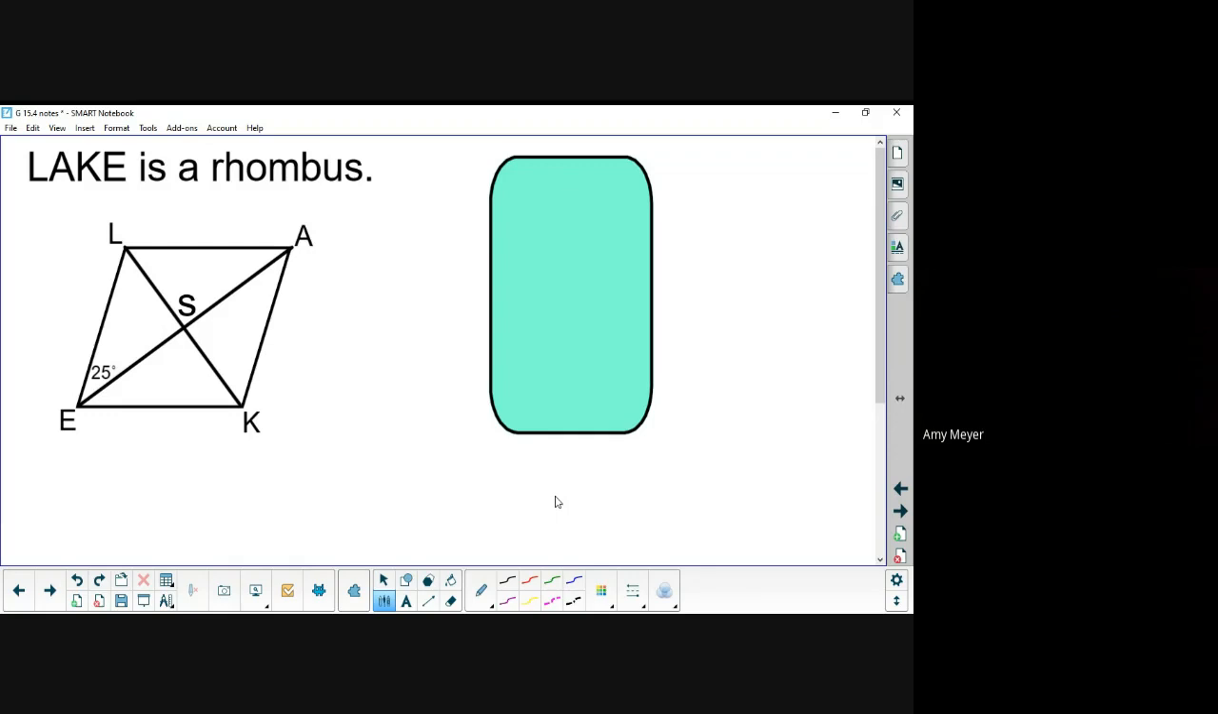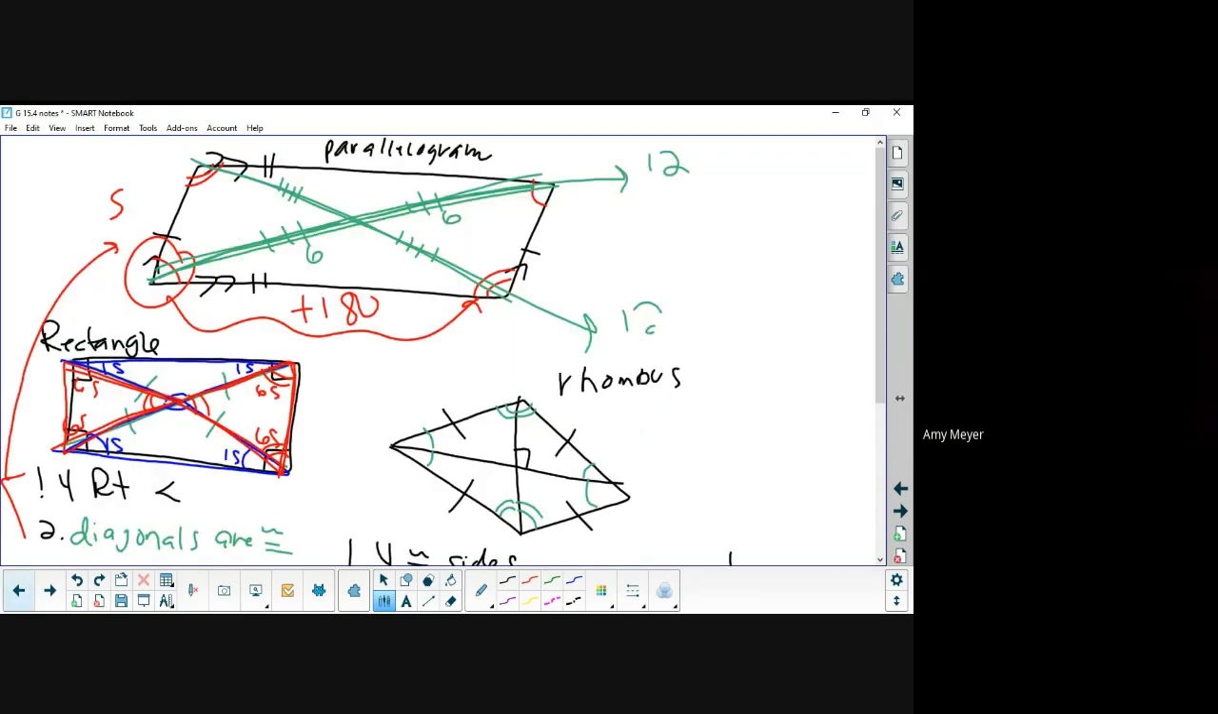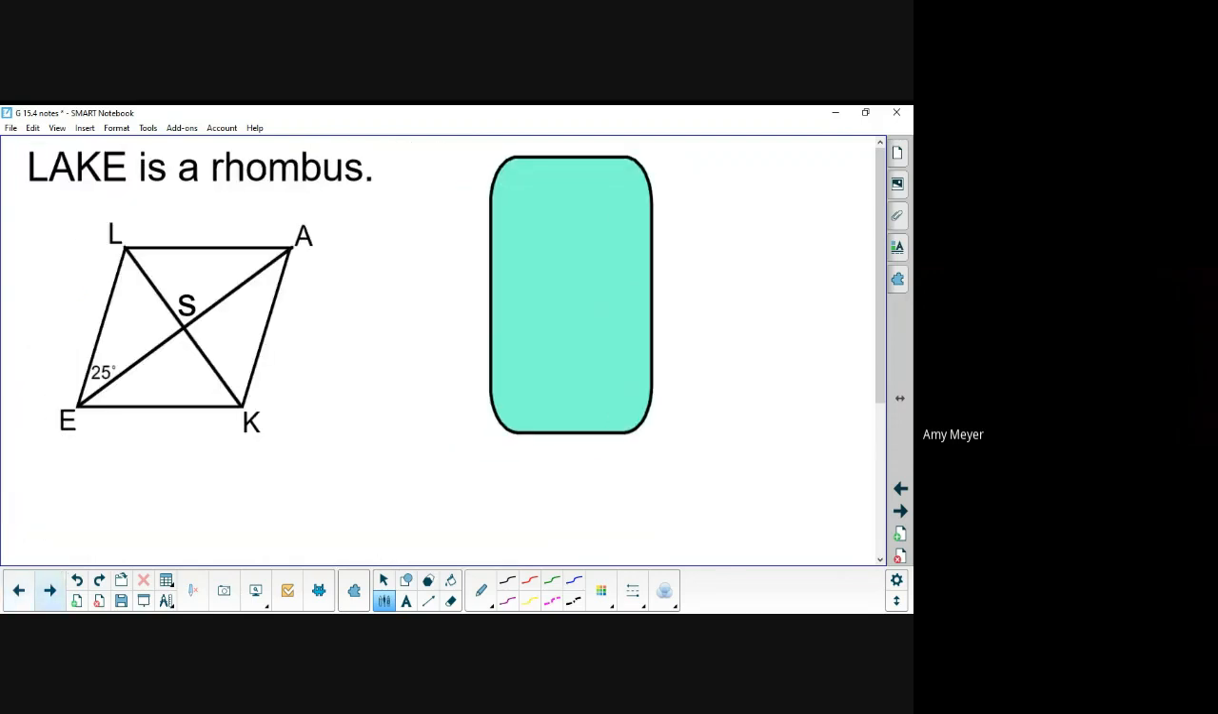Jackson, can you read me rhombus property number 3, please? Rhombus property number 3. Diagonals bisect angles. Thank you. Let's use that property.